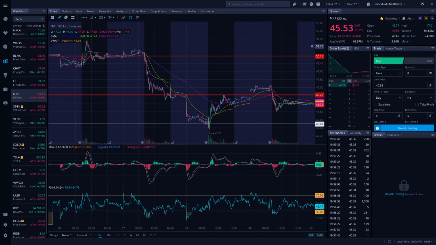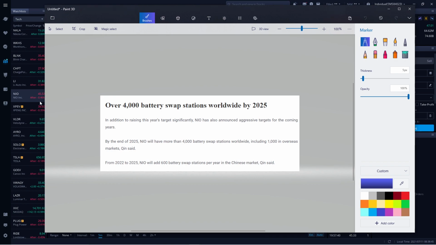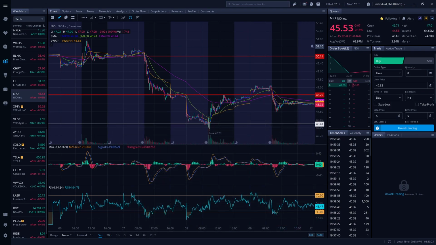Also, I'm not done yet, folks. I'm definitely not done yet. I want to share with you guys, they want to have over 4,000 battery swap stations worldwide by 2025. In addition to raising this year's target, NIO has announced targets coming out this year. By the end of 2025, NIO will have more than 4,000 battery swap stations, including 1,000 in overseas markets, Mr. Li Qin said, right? In 2022, NIO will add 600 battery swap stations per year in the China market. Wow, man, this is massive news that we want to hear, and we've been hearing it. So I love it, folks. This is all a sign of growth, right? That's all we want to hear, the growth.